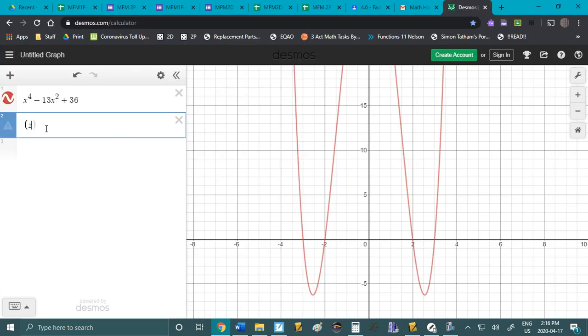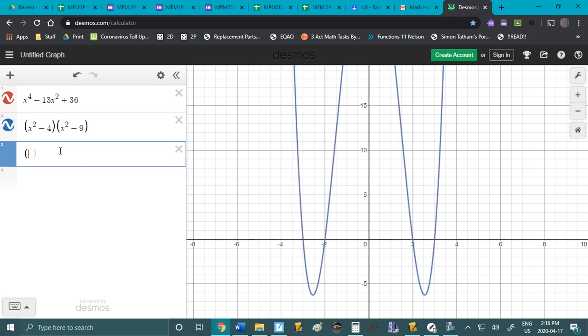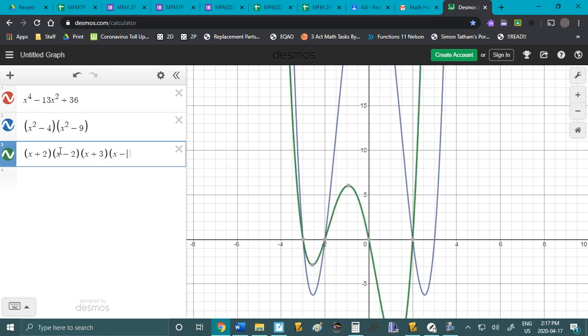So first, I got z squared minus 4. And then z squared minus 9. And again, I wanted those to be x's. And it's the same. And then I did x plus 2, x minus 2, x plus 3, x minus 3. And it's the same again. So both of these are correct.